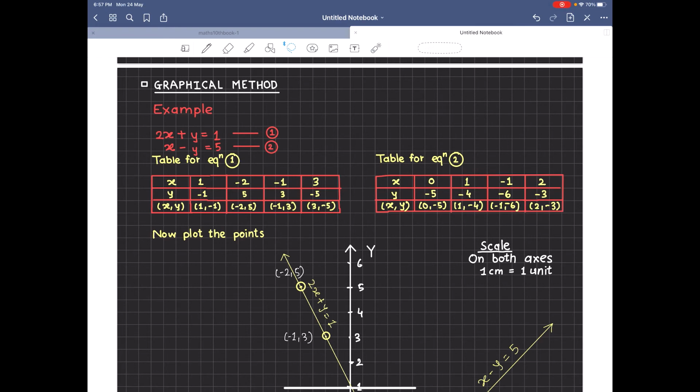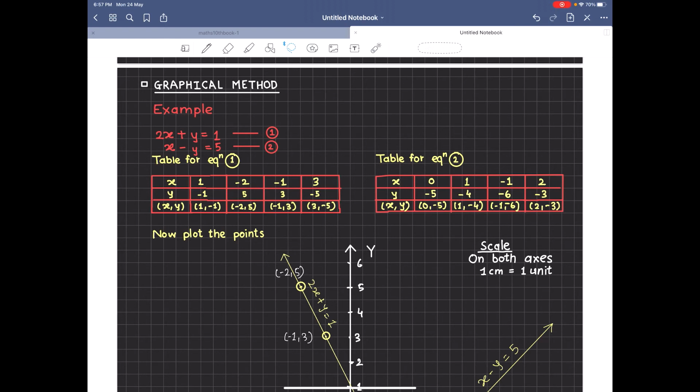Okay, first, table for equation 1, and this is a table for equation 2. Okay, x, y, you know how to make the table. I have just shown you x, y. For the x, I am taking points 1, minus 2, minus 1, 3. You can take any points. You can take positive, negative, 0, anything. After that, solve that equation for y. You will get the points for y, minus 1, 5, 3 and minus 5. Write down that in the third row.